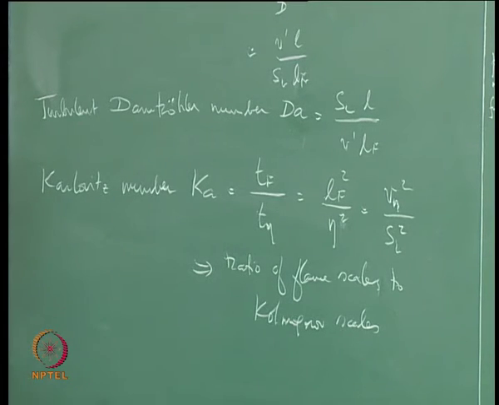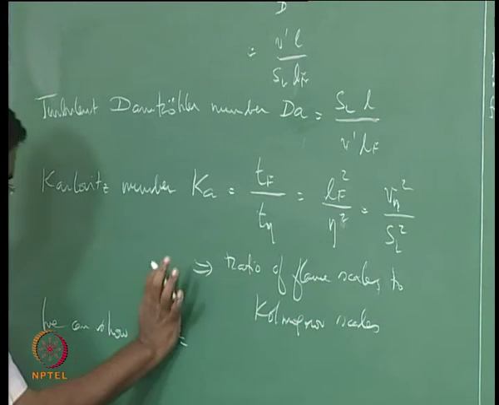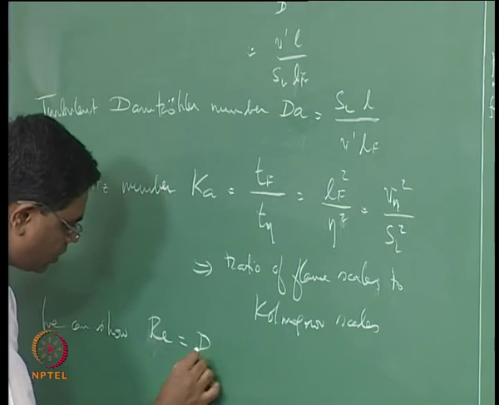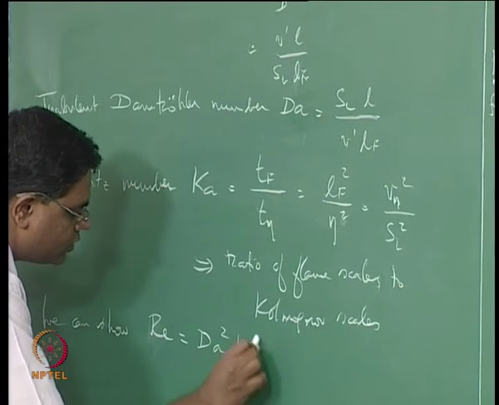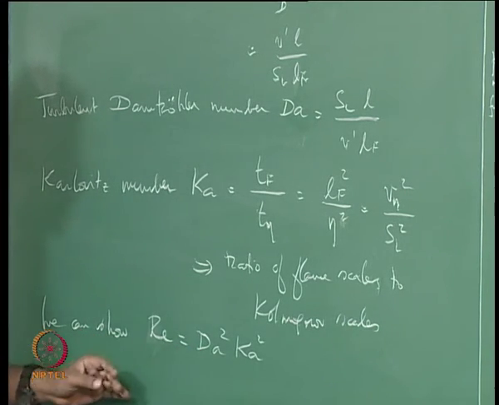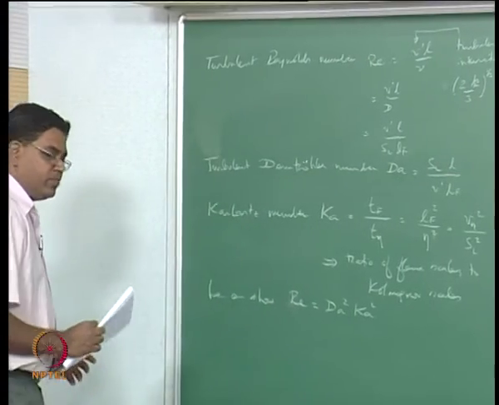And with these we should be able to show Re equal to Da squared Ka squared. So that sounds like Da is equal to square root of Re. So that's some way by which you could remember.